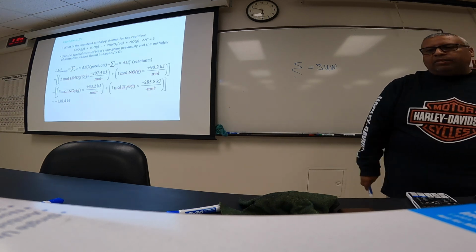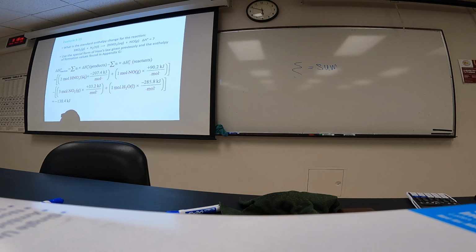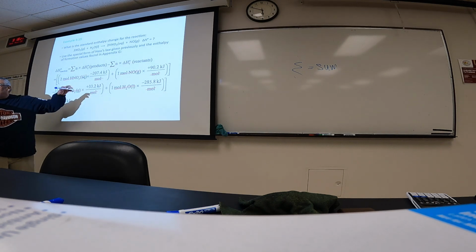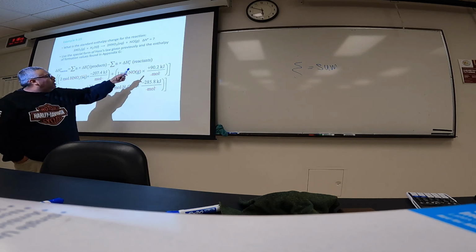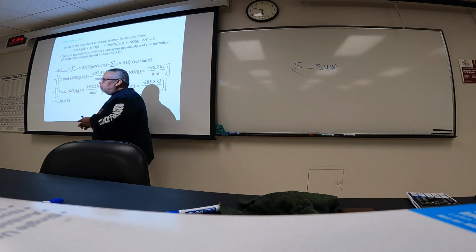So if we take a look at this reaction up here, this reaction says for every 3 moles of nitrogen dioxide plus some water, we're going to get some nitric acid plus some nitrogen monoxide, and we want to know the enthalpy change for this. So now we see a bunch of these values here. Let's take a look at one of them. Let's take a look at 2 of them. So nitric acid.